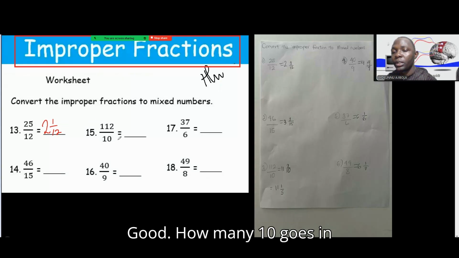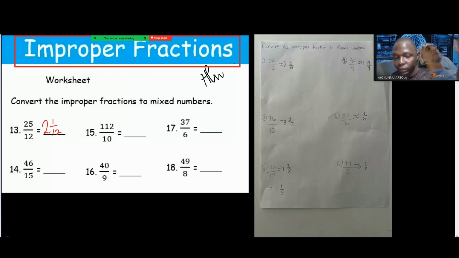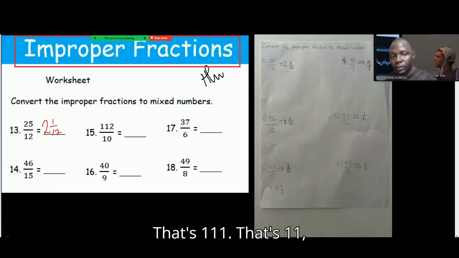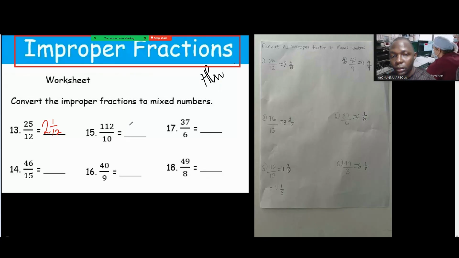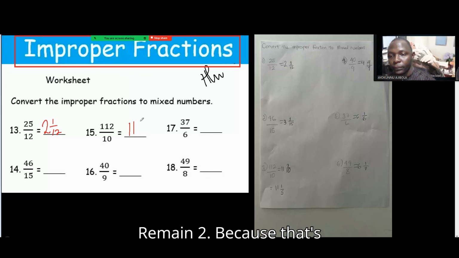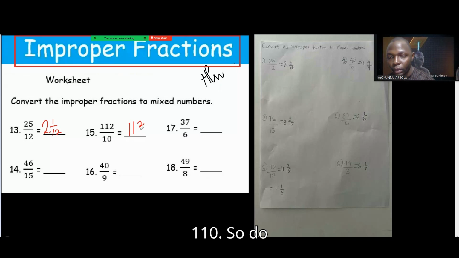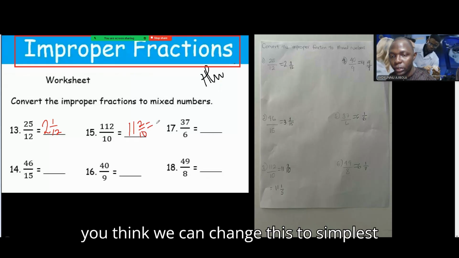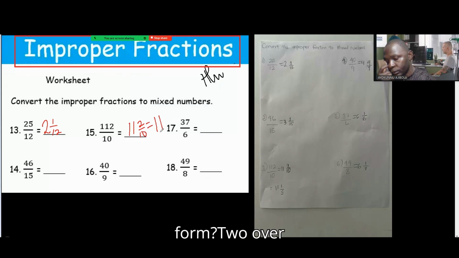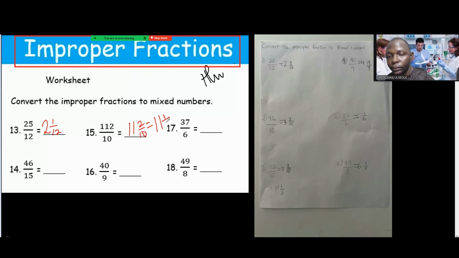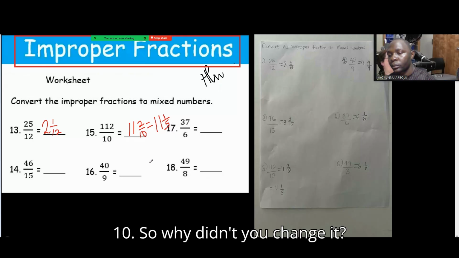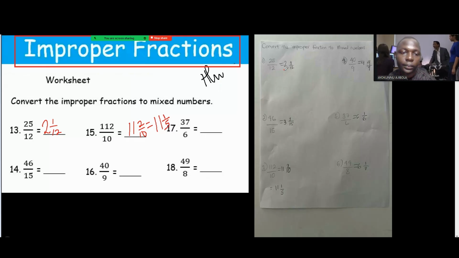Good. How many 10 goes in 112? That's 11, right? Yes. Remainder? Remainder 2, because that's 110. So, do you think we can change this to simplest form? 2 over 10 to simplest form. Yes. What are we supposed to change it to? 1 over 5. So why didn't you change it?